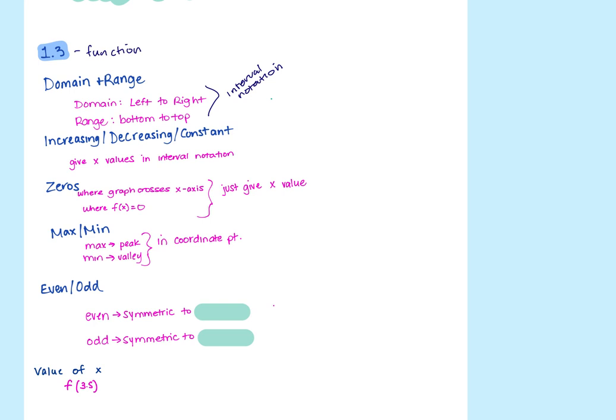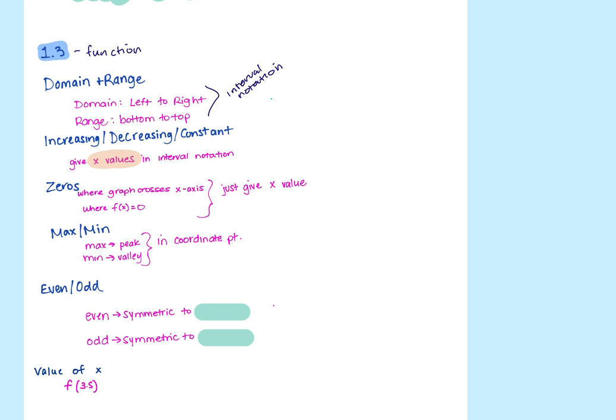Then we'll do increasing and decreasing and constant behavior. There's going to be a line for each. And if one of them doesn't exist, you would just write none or NA or DNE, something to let me know you actually answered that question. And for the increasing, decreasing behavior, remember we give the X values. I would say that's the biggest confusion for people. You're giving what values of X it is increasing, decreasing, and constant.